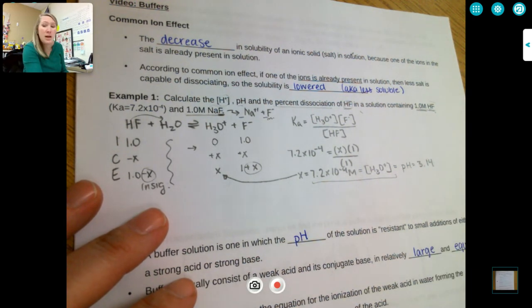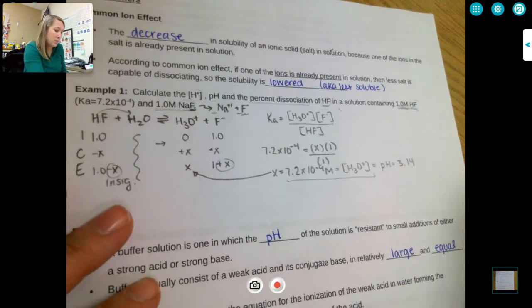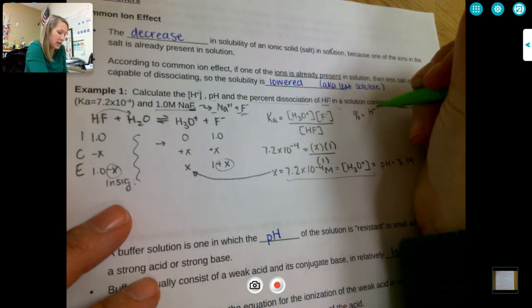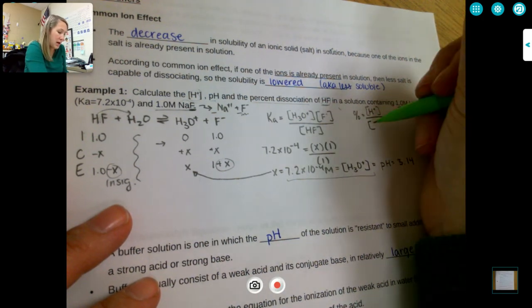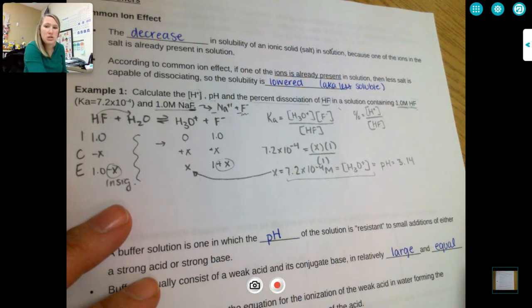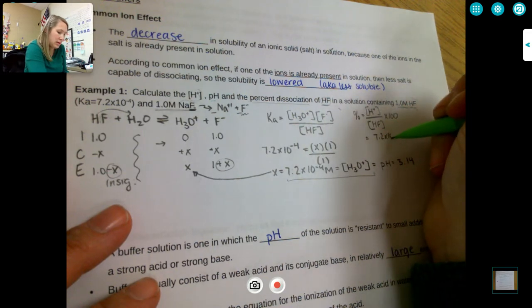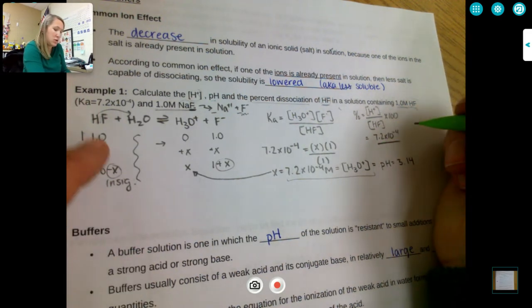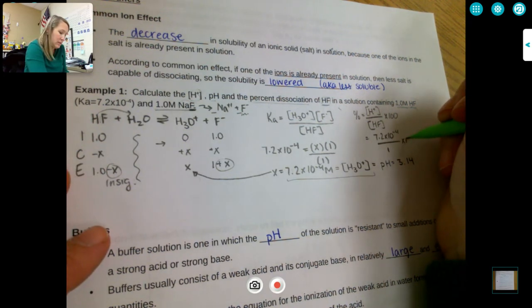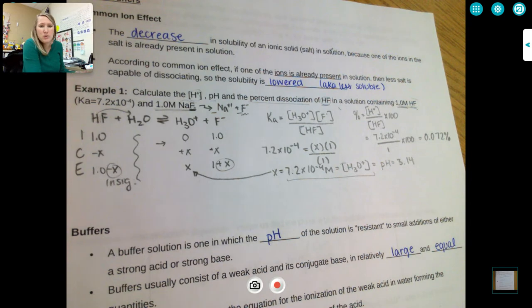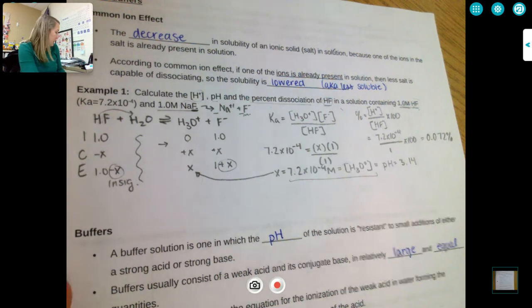So we get our pH to be 3.14. The other thing that it asks for is our percent ionization or percent dissociation. So our percent is our hydrogen ion concentration divided by our original concentration of our HF times 100, so 7.2 times 10 to the negative 4 over our original concentration, which was 1, times 100, which means my percent ionization is 0.072%, which is super small, which makes sense because it's a weak acid. So that lines up with what we would expect.